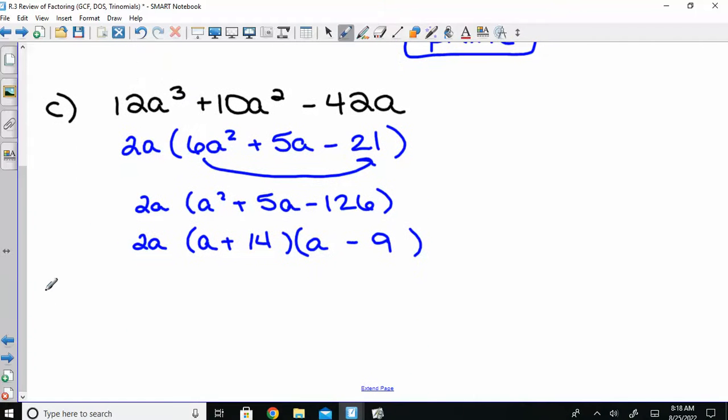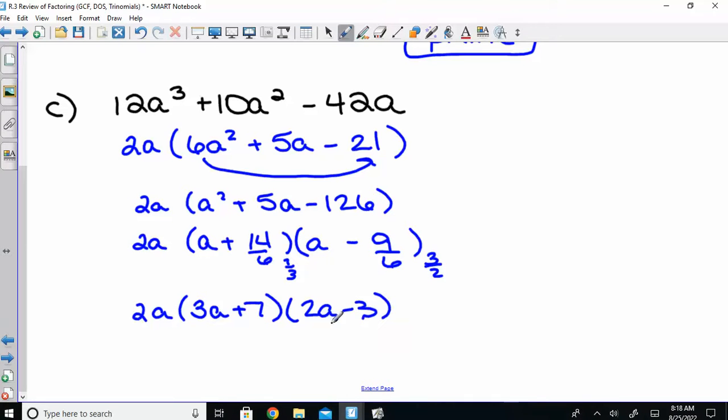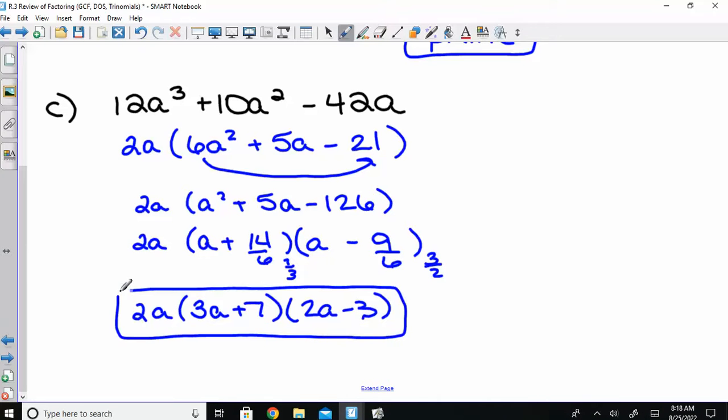We're not done. We multiplied by 6, so we have to divide by 6. Okay. 14 over 6. What's that reduced to? 7 over 3, so the 3 comes in front, so 3a plus 7. 9 over 6 reduces to 3 over 2, so the 2 comes in front, so 2a minus 3. Okay, questions?